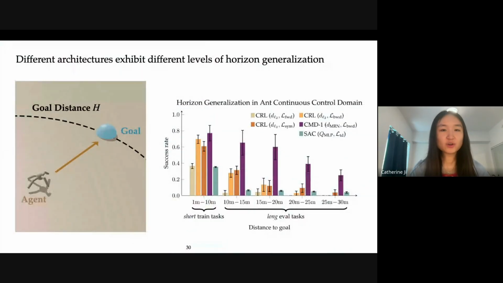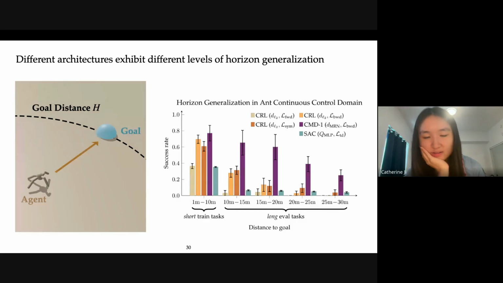Great. So I'm going to show some results for some canonical reinforcement learning locomotion tasks. For our ANT results, which are all run offline, different architectures, like different algorithms, critic parameterizations, and losses, exhibit different levels of horizon generalization. So what are all of the methods shown here?